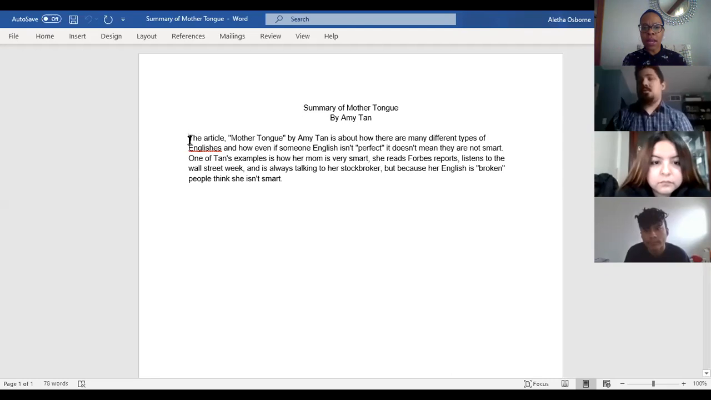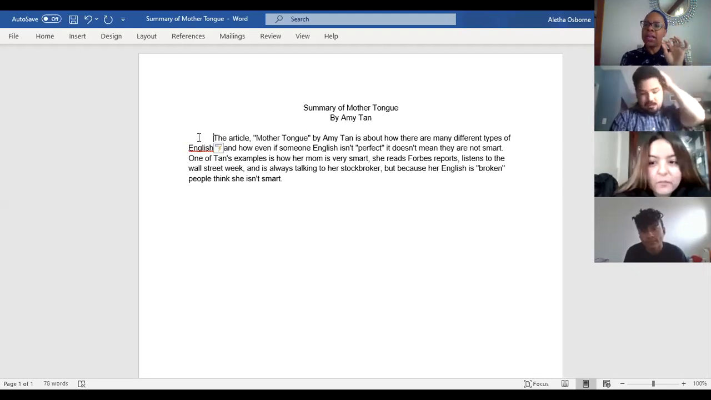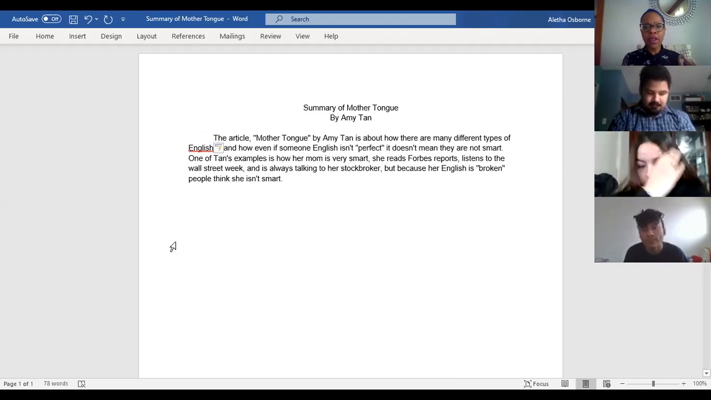What we know about writing is that most summaries will be indented. So before you start your summary, hit the tab, and it takes it in about 5 spaces. Keep in mind, even if you're handwriting your summary, start with an indentation, because it follows that paragraph format. Now, even though there's nothing wrong with this first sentence, the article Mother Tongue by Amy Tan is about, and then it starts to elaborate on the main idea. Try to utilize a template, if you will, in terms of how you structure your summaries. So let's just look at this.